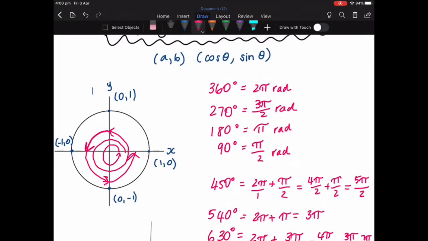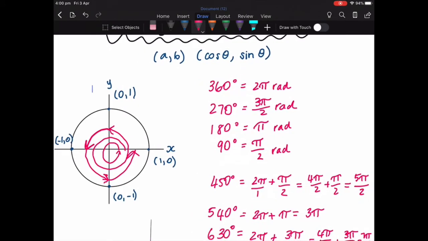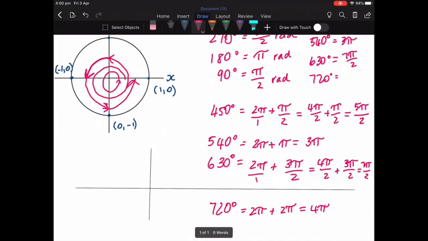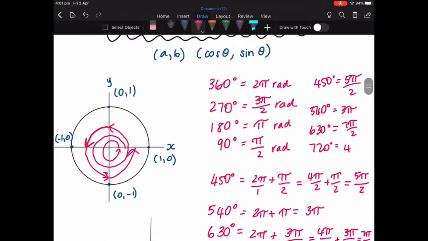Okay. Now, let me quickly jot these up here so that I can delete everything I just wrote underneath. So 540 is equal to 3 pi. 630 degrees, we got 7 pi over 2. And 720 degrees is equal to 4 pi.